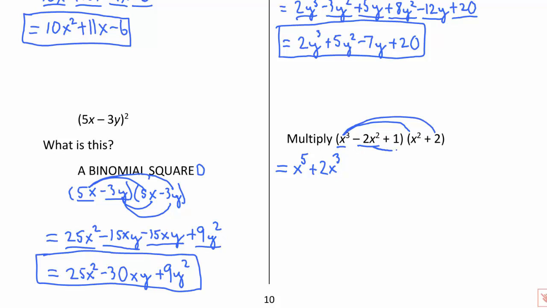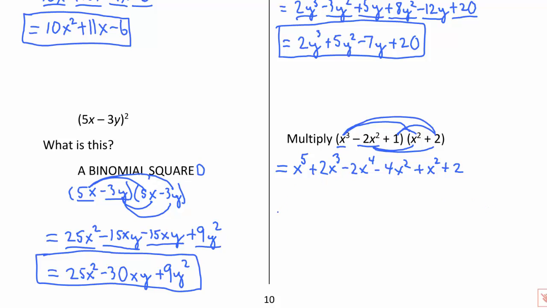Now we take the middle term, distribute. Negative 2x squared times x squared is negative 2x to the 4th power. Negative 2x squared times 2 is negative 4x squared. Now distribute with the 1 as well. 1 times x squared is x squared, and 1 times 2 is 2.